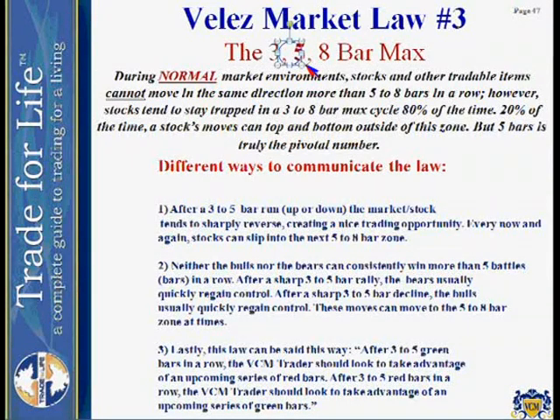Rarely will you ever see a single color run move more than 8 bars in a row. Rarely will you ever see more than 8 green bars in a row. Rarely will you ever see more than 8 red bars in a row. Usually you get an interruption or a change of color between 3 and 5. Every now and then you can move between 5 and 8. Rarely will you see follow-through beyond 8 bars in a row.